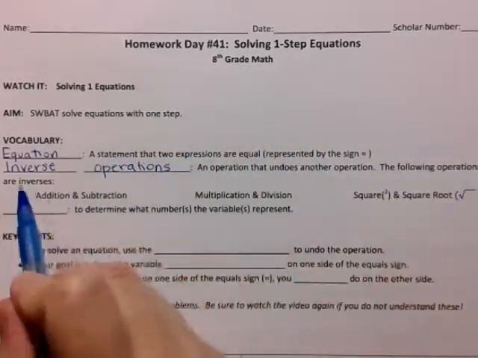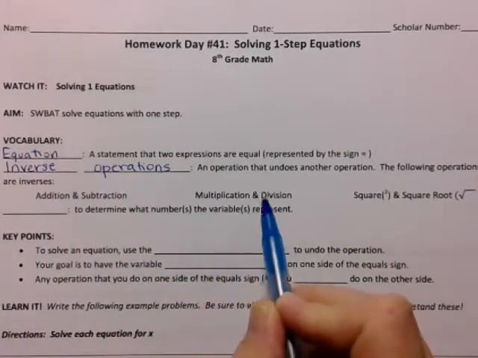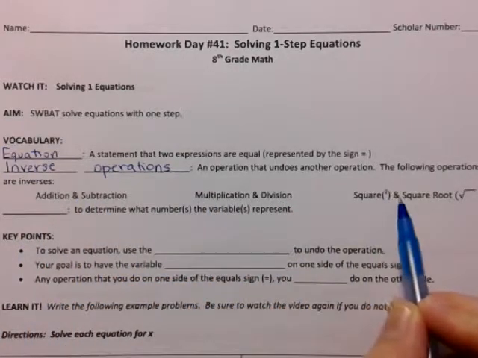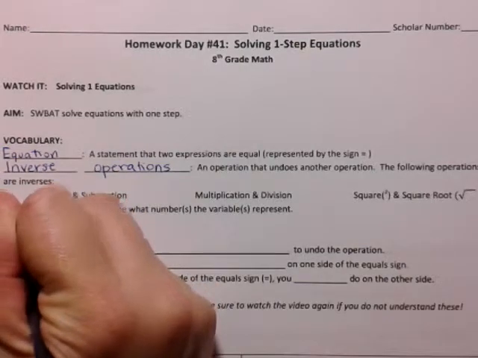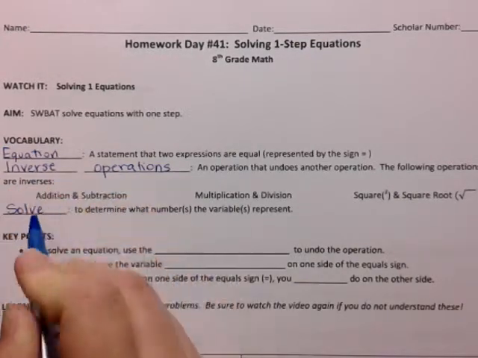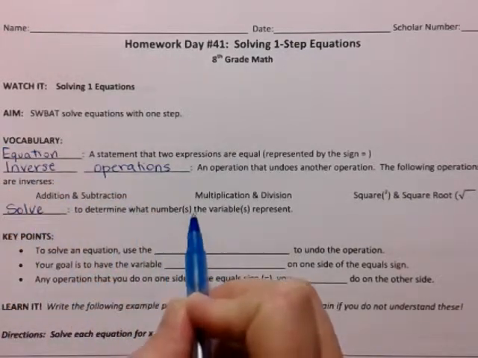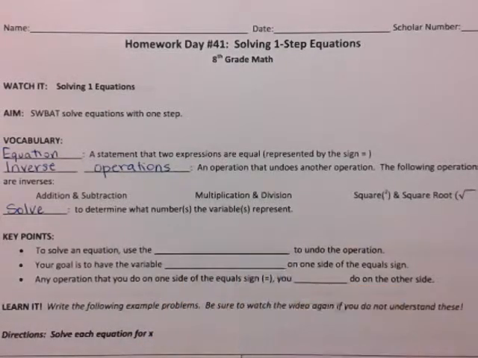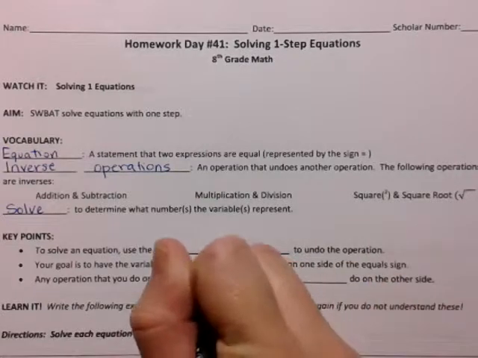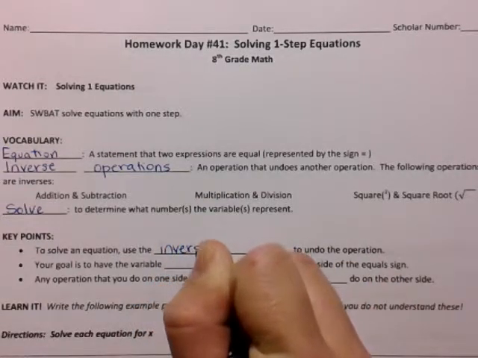So the following operations are inverses: addition and subtraction, multiplication and division, squares, and square roots. And today we're going to be learning how to solve. Solve means to determine what number or numbers the variable represents. Here are the key points. To solve an equation, use the inverse operation to undo the operation.